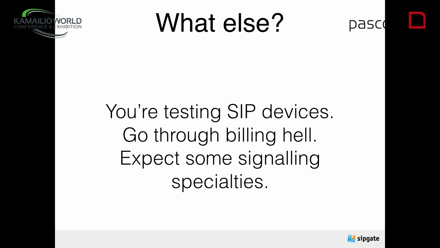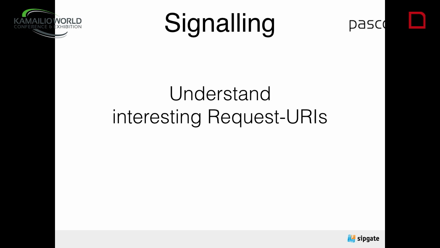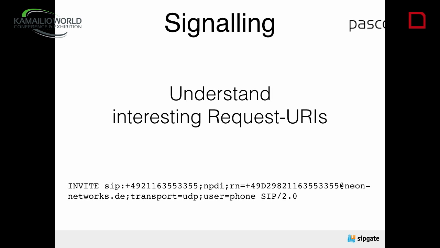And you have to expect some signaling specialties. The first one is, from time to time, there are some interesting request URIs. Anybody ever seen this kind of URI? Okay, some, but few. There are 3 parts in the user part of the URI, and what this URI tells you is that some number porting has taken place, and that's what this part tells you, and there's the carrier code where the number has been ported, and that's what the request URI tells you.